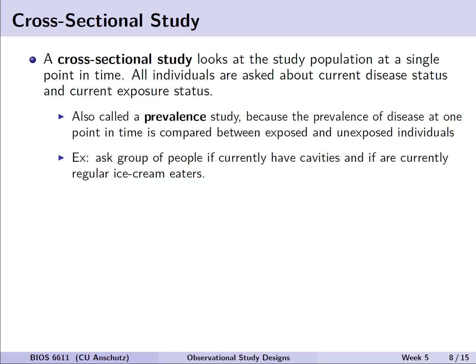Finally, we can have a cross-sectional study. Now, this looks at the study population at a single point in time or a snapshot. All individuals are asked about their current disease status as well as their current exposure status. You may also have seen this called a prevalence study because the prevalence of the disease at any given time point then can be estimated between the exposed and unexposed individuals. For example, back to our ice cream example, we ask a group of people if they currently have cavities and if they are currently regular ice cream eaters.